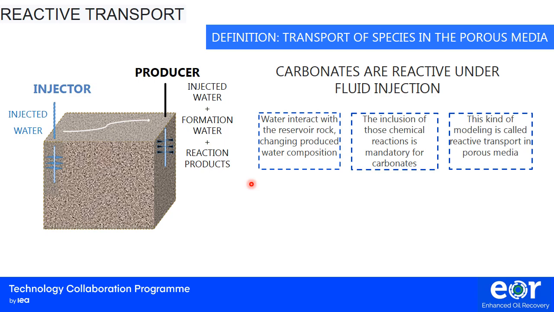Just to summarize, in case of the carbonates that are reactive under fluid injection, water interacts with the reservoir rock, changing produced water composition. The inclusion of those chemical reactions is mandatory for carbonates. This kind of modeling is called reactive transport in porous media, and it's what we do every time we need to establish the composition of produced fluid when dealing with WAG injection in pre-salt conditions.